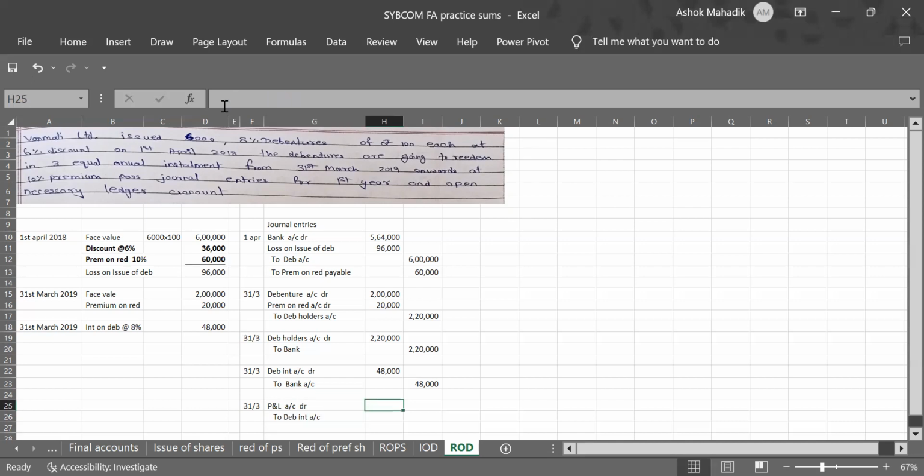Okay, amount payable or transfer to PNL is 48,000, the full amount. If you are paying it 6 monthly, you have to add two 6 monthly figures, then transfer to PNL. Because transfer to PNL is done at the year end, whatever interest balance is there, you have to transfer only once at the end. But since this time we are paying only once, the same amount will be transferred to PNL.